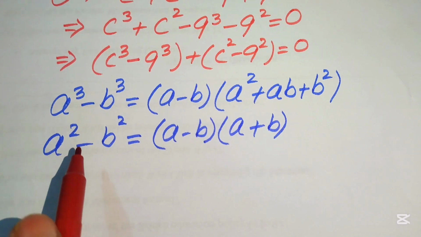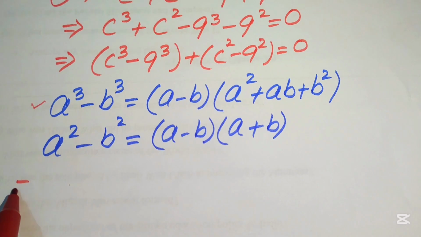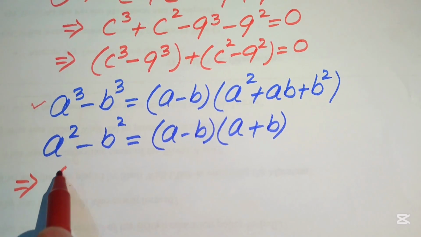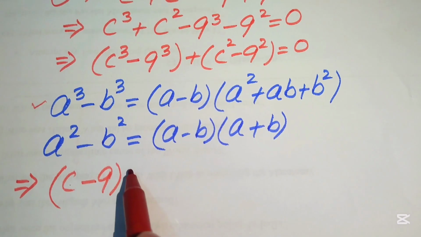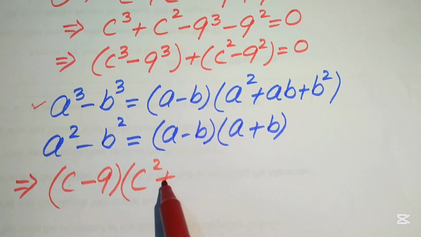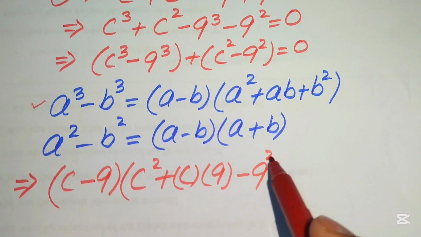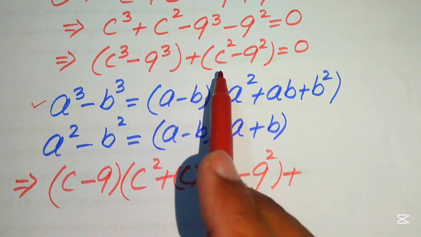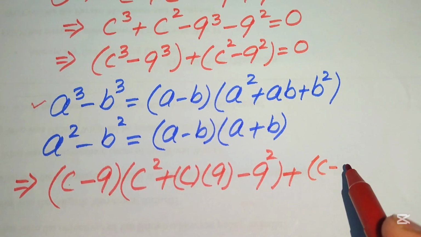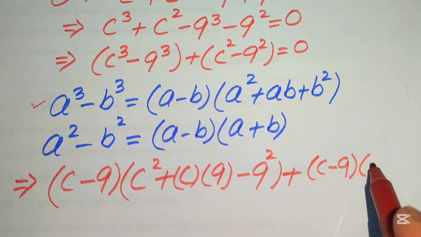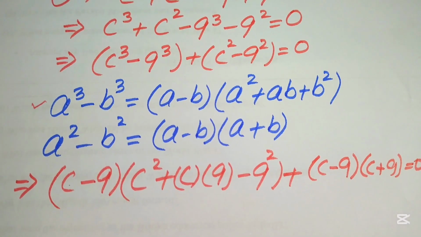So our above equation will be written in this form. First we apply the cubic formula on the first term. After applying it, c cubed minus 9 cubed is equal to c minus 9 times c square plus c into 9 plus 9 square, and plus we have c square minus 9 square. c square minus 9 square is written as c minus 9 into c plus 9, and this whole is equal to 0.